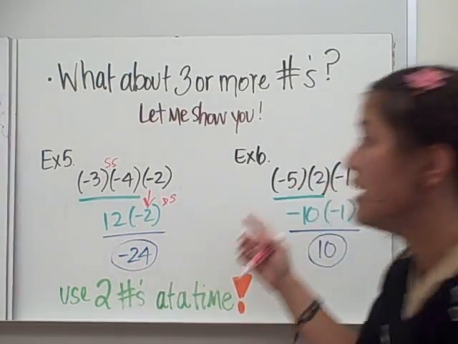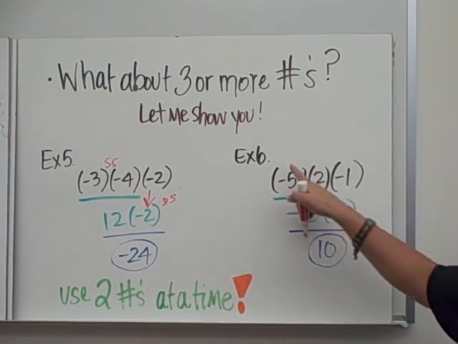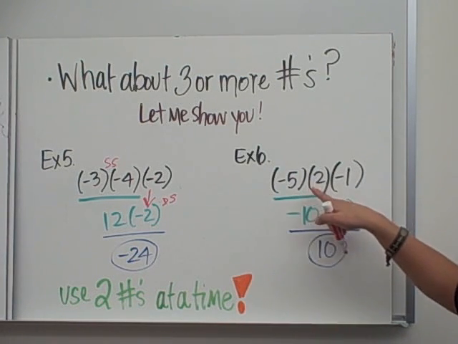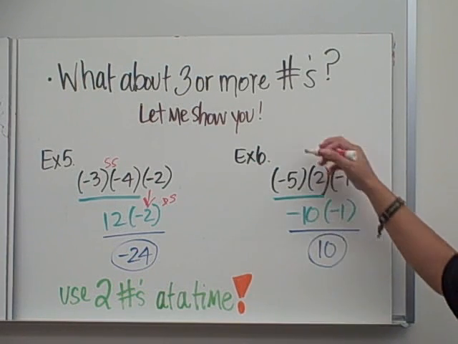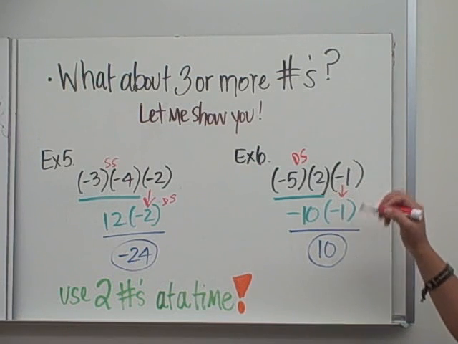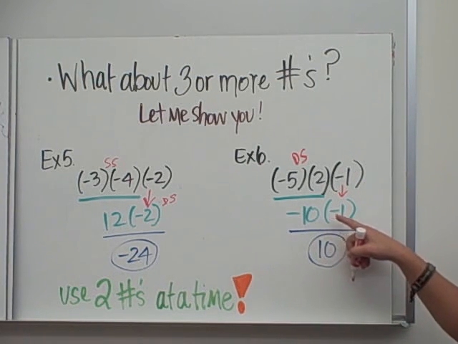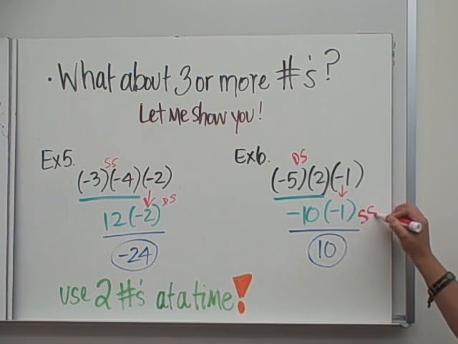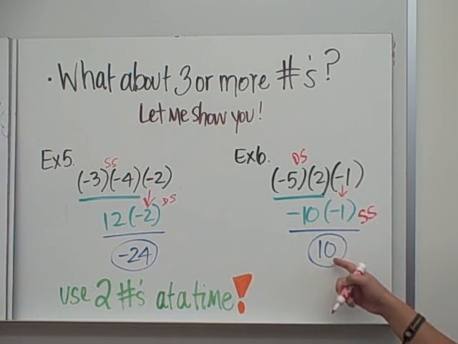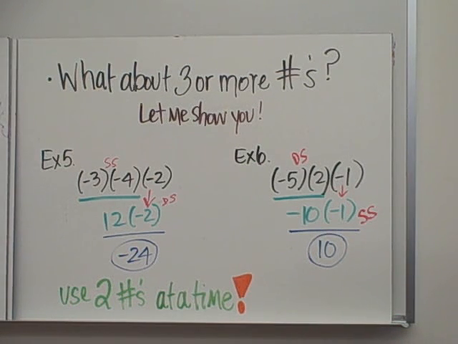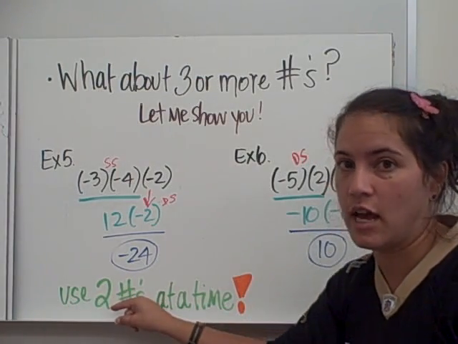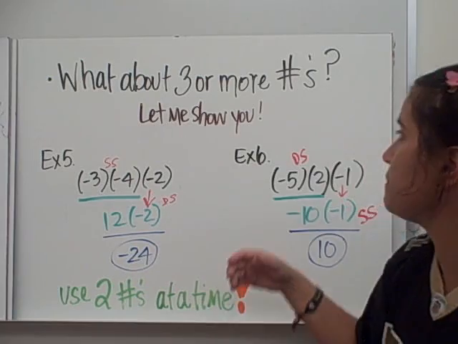So let's look at example 6. I have 3 numbers, -5 times 2 times -1. Now these are different, so let's take it 2 at a time. -5 times 2, this is different signs. So that gives me a -10. Bring down my -1. -10 times -1, these are same signs, so that gives me a positive 10. So even though I had a negative, positive, negative, that still brings me to a positive answer. So just remember, you have to use two numbers at a time when you're multiplying 3 or more numbers.